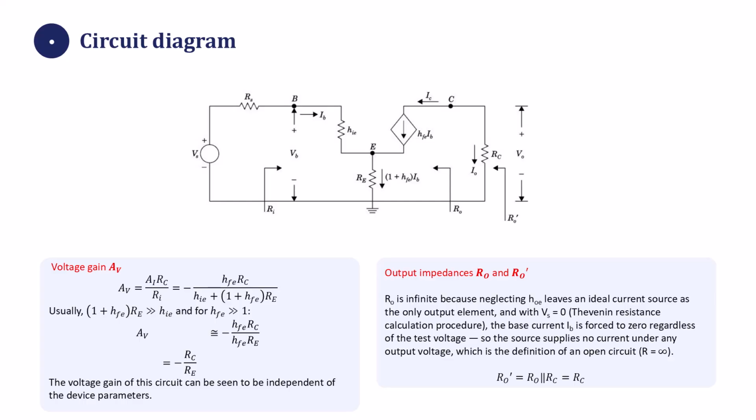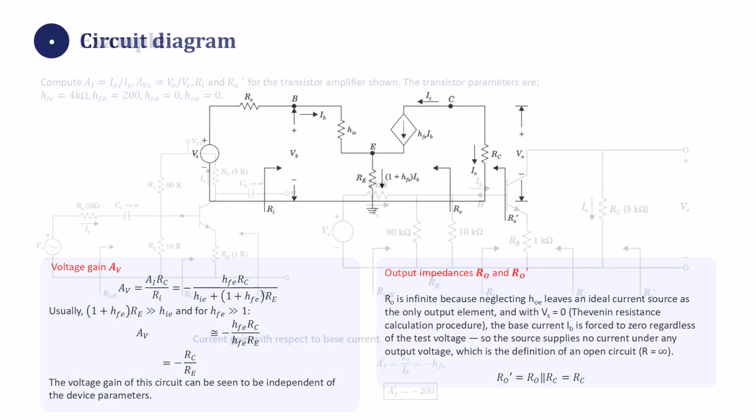And with Vs set to 0, as we do for any Thevenin resistance calculation, the base current IB is forced to 0 regardless of the test voltage we apply. So the source supplies no current under any output voltage, which is exactly the definition of an open circuit, or R equals infinity. Since RO is infinite, when we place RC in parallel with it to get the effective output resistance, RO prime, the infinite resistance simply drops out. RO prime equals RO in parallel with RC, which equals RC.